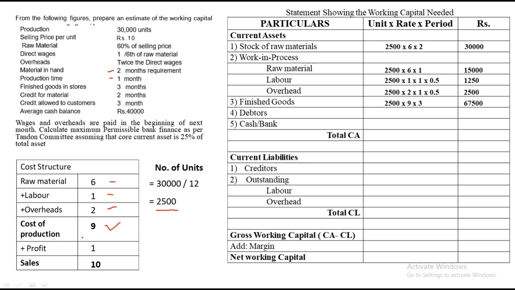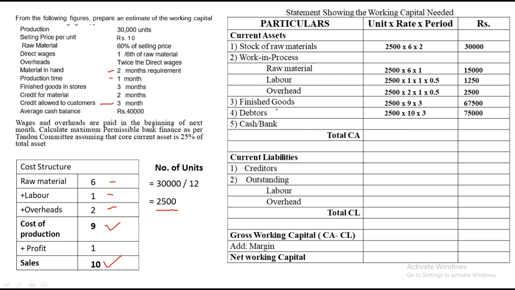For debtors, we always take it on selling price unless mentioned in the question to take it on some other rate. Again, 2,500, selling price is 10. Another name for debtors is customers. So the customers' period is 3 months. So it will be 2,500 into 10 into 3, which comes to 75,000.